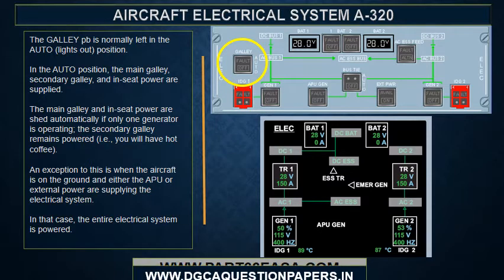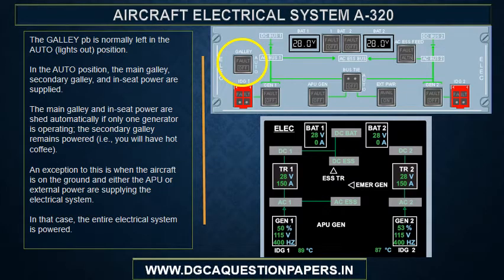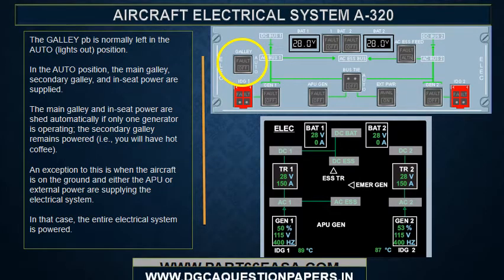An exception to this is when the aircraft is on the ground and either the APU or external power are supplying the electrical system. In that case, the entire electrical system is powered.